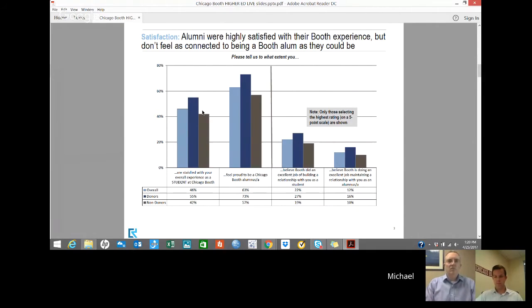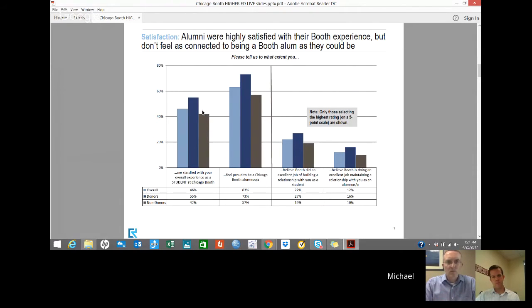When we ask whether Booth did an excellent job of building a relationship with them as a student, and then also whether we believe Chicago Booth is doing an excellent job maintaining a relationship with them as an alumni, the results get much lower. I do want to point out that this is only the top rating, the 5s on a 5-point scale.